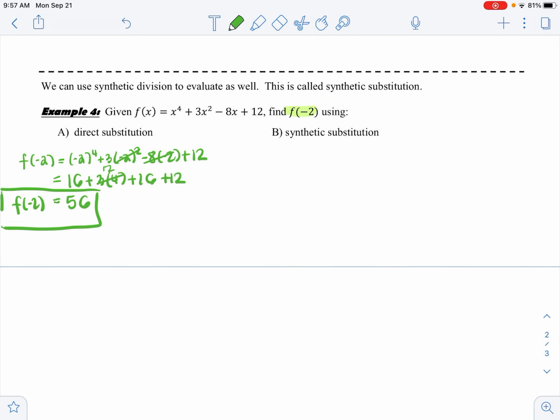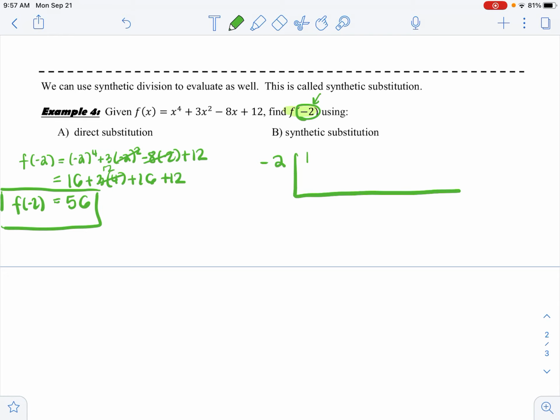So another way to do this is using synthetic substitution. Synthetic substitution is just the same process as synthetic division, except your answer isn't a polynomial. I'm asking you to plug in negative 2 and I want an answer. Your answer is the remainder. Okay? So let's see what I mean by that. So notice this is not saying x minus 2. It's saying it's negative 2. So you're using negative 2 with your synthetic substitution, which is the same thing as synthetic division.